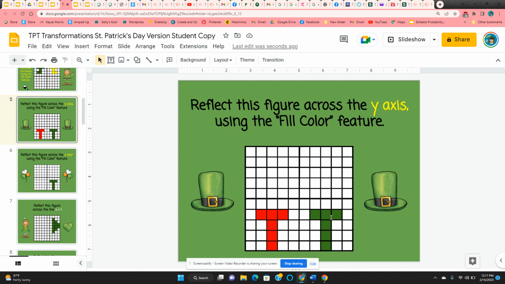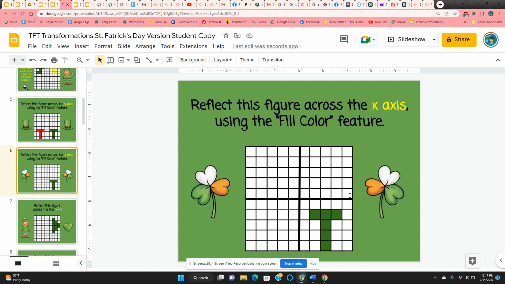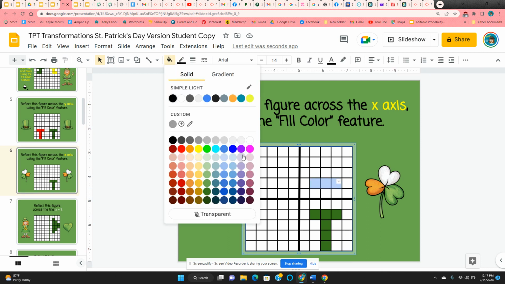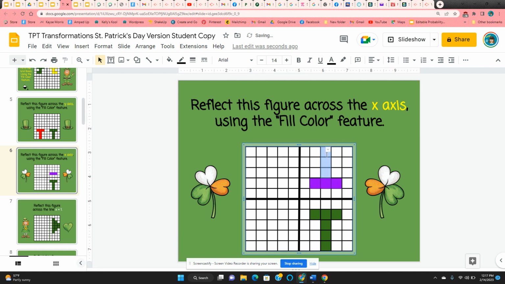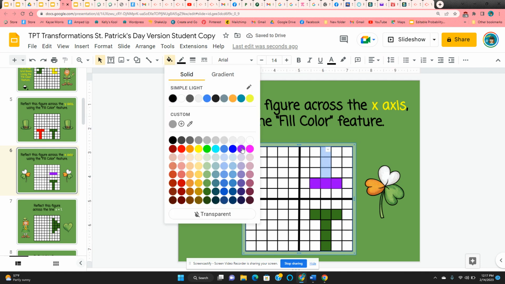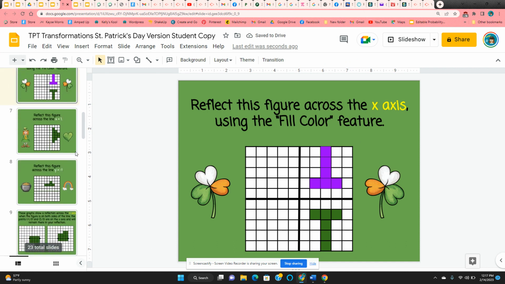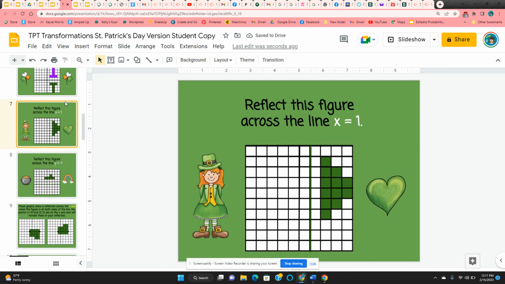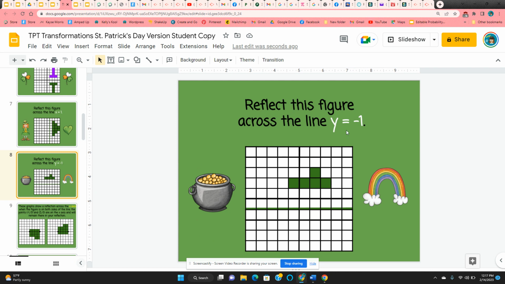The next slide, they're going to use the same T shape, but this time they're going to reflect it across the x-axis. So it's going to look a little bit different. And they have a few more to do. This time they're going to reflect across the line x equals 1. So it's going to be equal distance from the line on the opposite side and a mirror image. Then they're going to reflect across the line y equals -1. So it would be down here, a mirror image.